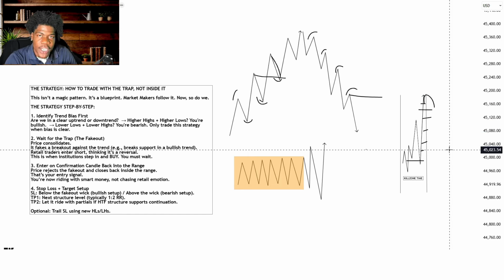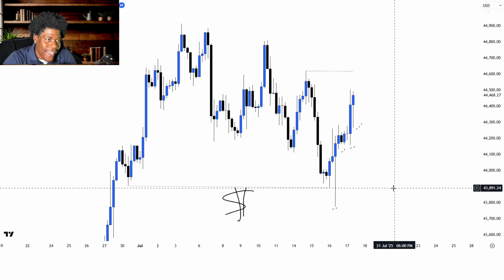But this strategy right here is just a basic strategy. I hope you took notes on this. Now I'm going to go on the charts and show you how to apply this exact strategy. And now we're on our charts.